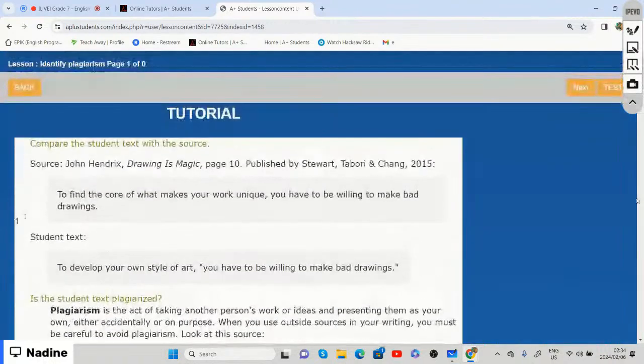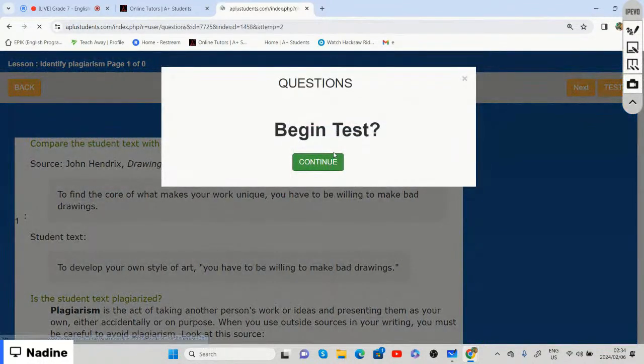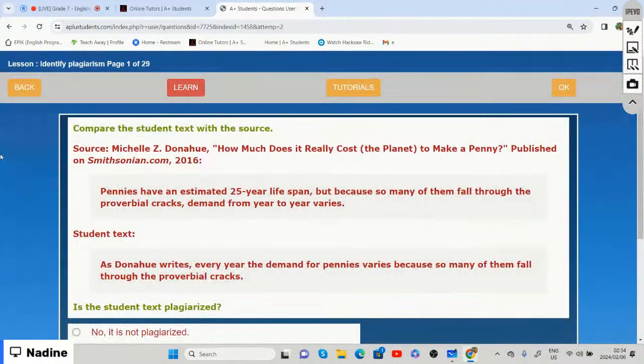All right. So now let's go to the test. We're going to compare the student's text with the source.